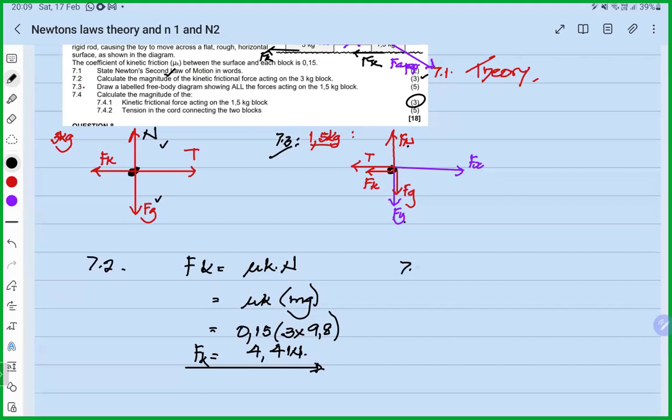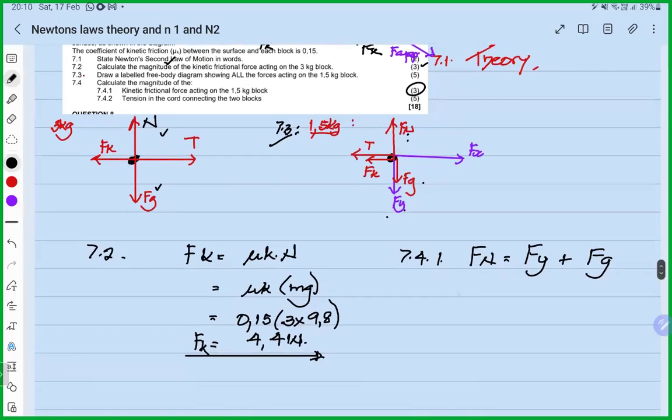Which is 7.4.1. The first thing we need to do is show, using an equation, that your normal is equal to Fy plus Fg. Because of the component, Fn and Fg are no longer equal. So here Fn is equal to F sine theta plus mg.